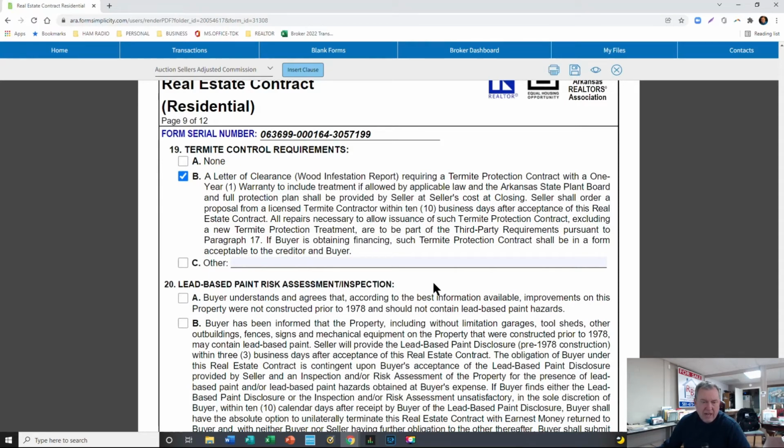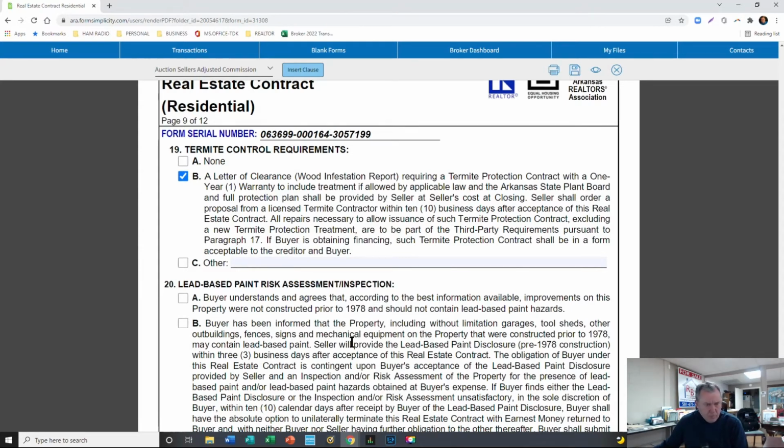So read this contract very carefully and make sure that the title company is providing a termite protection contract with a 1-year warranty to include treatment if allowed by applicable law and Arkansas State Board, and full protection plan provided by the seller at the seller's cost at closing. If you're not careful, the termite companies will scam you. They'll give you a cheap price or charge you full price, but if you don't specify that this is correct, then they won't give you insurance, if you will, with a 1-year warranty for treatment.